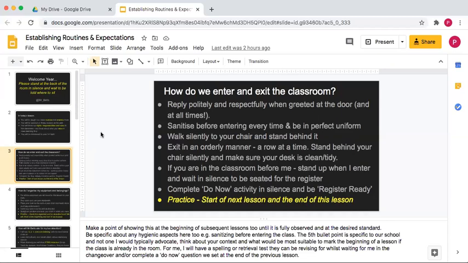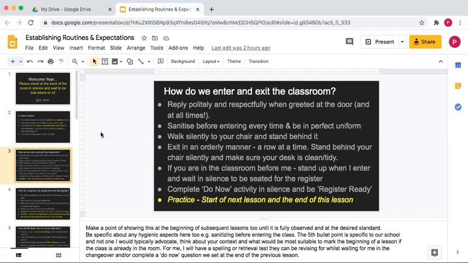Obviously, there's an extra element for us this time around with the fact they're going to need to sanitize before entering. Perhaps they do that on exit as well in your school. Uniform, those kind of expectations remain the same. That's making sure they are in correct uniform, and you are going to correct them as they enter and as they exit if needed.